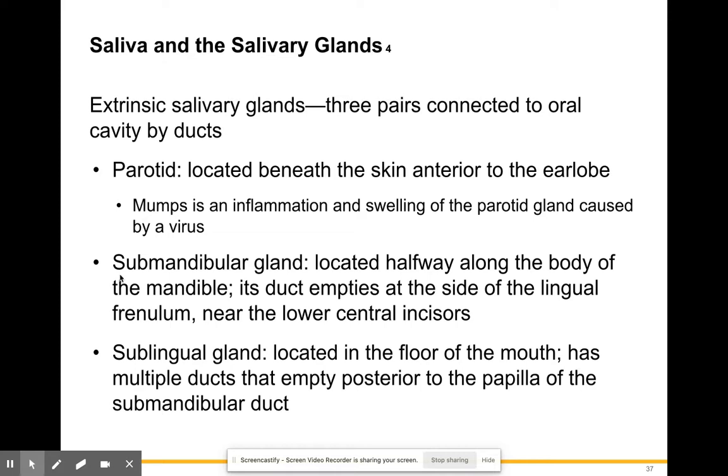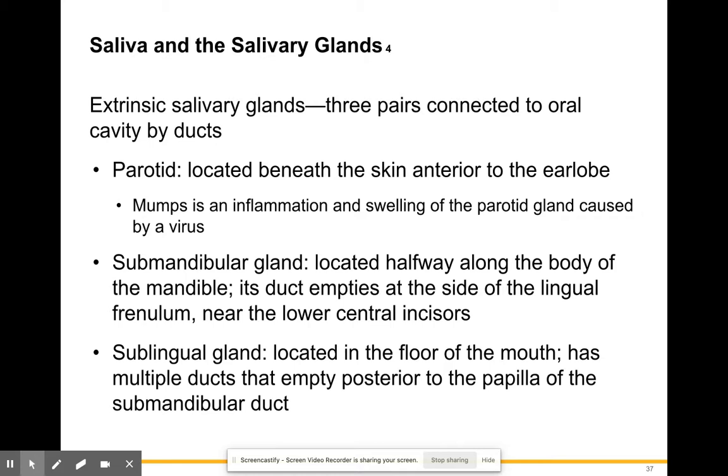The submandibular glands. Sub means underneath. Mandibular means mandible, right? So it's underneath the mandible. It's located halfway along the body of the mandible, and its duct empties out at the side of the lingual frenulum. So it's going to line the middle part of your jaw, but it's going to secrete its enzymes underneath the front of your tongue.